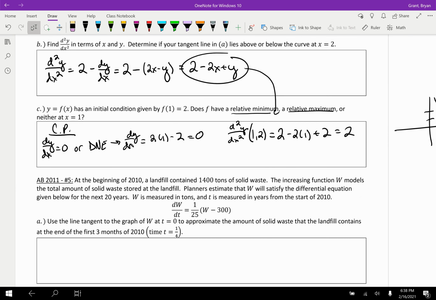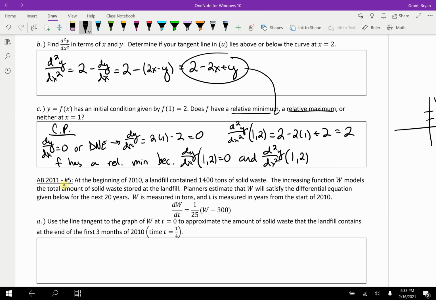So how do we conclude here? We would say f has a relative min because the first derivative at (1, 2) equals 0 and the second derivative at (1, 2) is positive. You could say equals 2 if you wanted. That is the second derivative test. The second derivative test tests to ensure the point is a critical point, and then makes sure that your second derivative is positive or negative. By the way, if the second derivative was equal to 0 there, it would be inconclusive and you'd have to find a different way to do it.